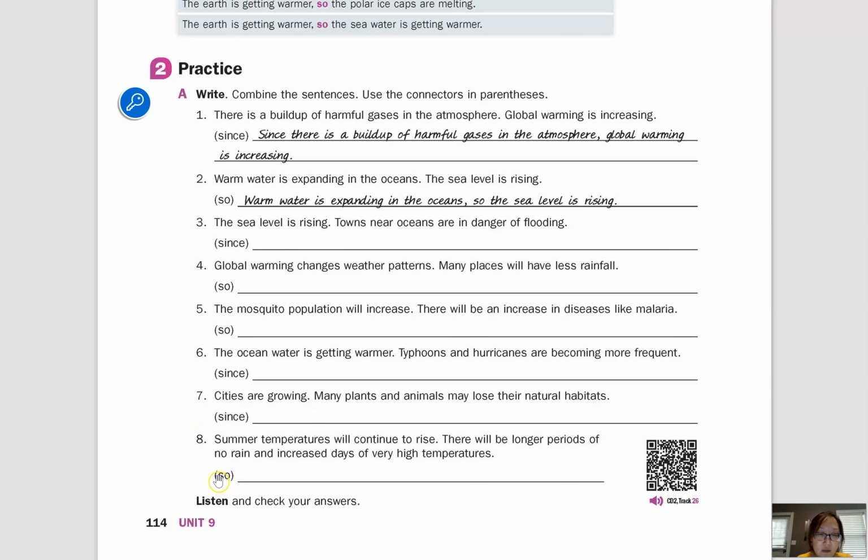We're going to use since. Since summer temperatures will continue to rise, there will be longer periods of no rain and increased days of very high temperatures. Or, of course, you can say, there will be longer periods of no rain and increased days of very high temperatures since summer temperatures will continue to rise. And I think we are experiencing that for sure. It has been so hot each summer over the past few years.